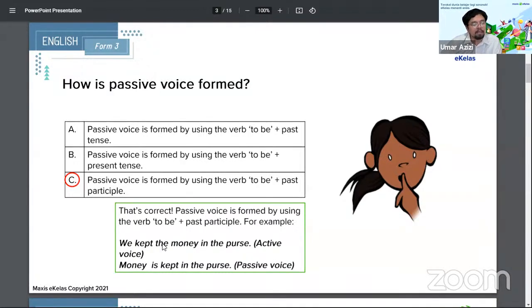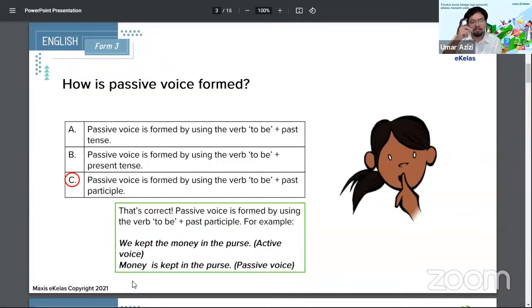For example, we kept the money in the purse. That's an active voice. We kept the money in the purse. Kami simpan duit dalam kocek. Is that the right word, kocek? Not sure about that. Okay. In passive is money is kept in the purse. Duit disimpan dalam kas. So there we go.